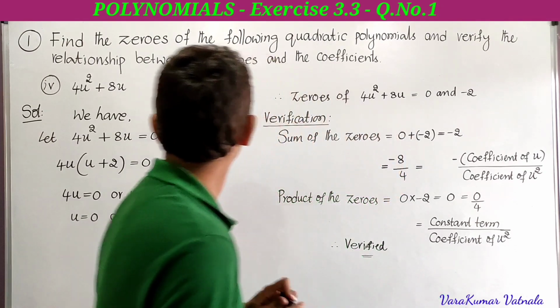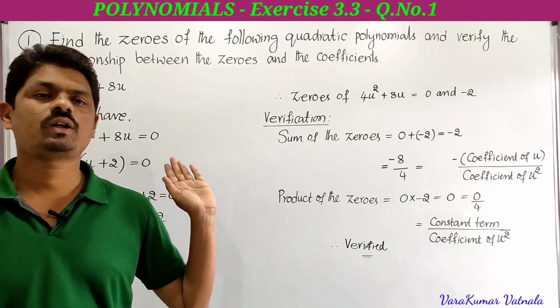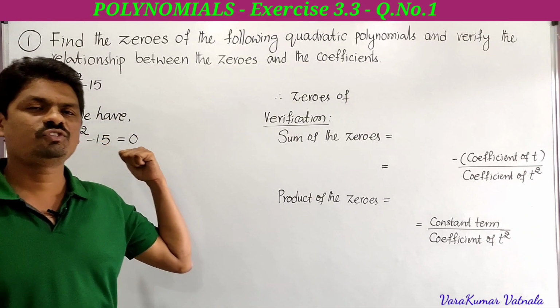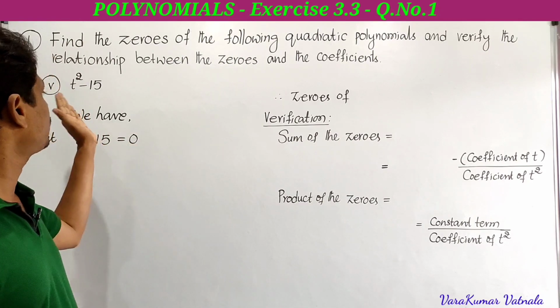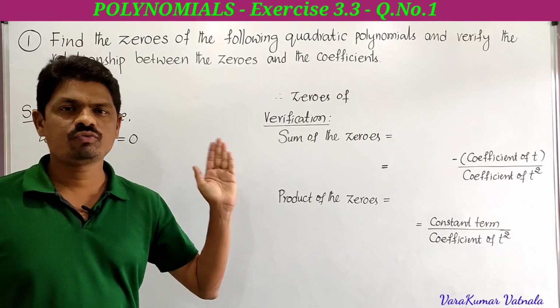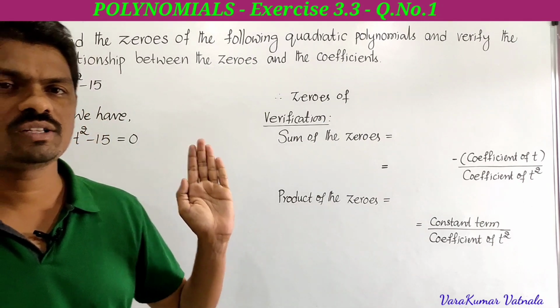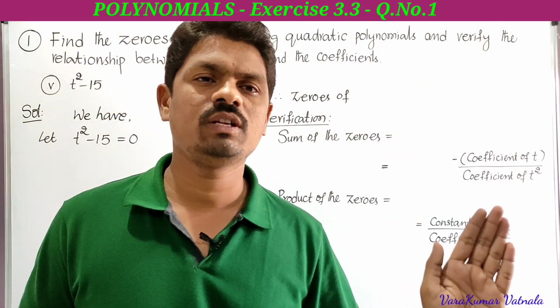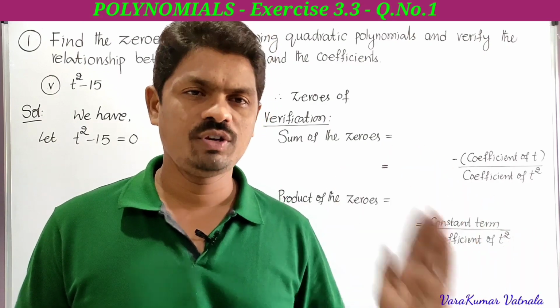So this is the fourth bit in the first problem. Next we have to solve the fifth bit. This is the fifth bit in the first problem, t square minus 15. We have to find the zeros of t square minus 15, and also we have to verify the relationship between the zeros and the coefficients.